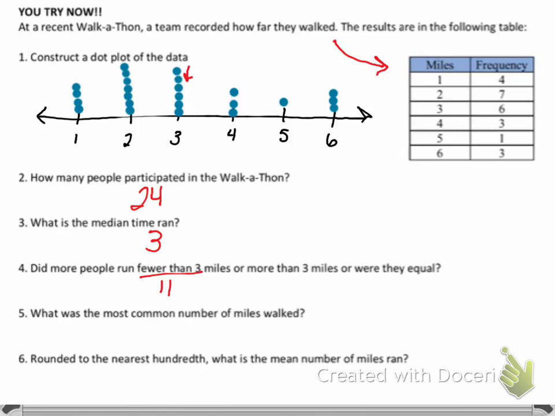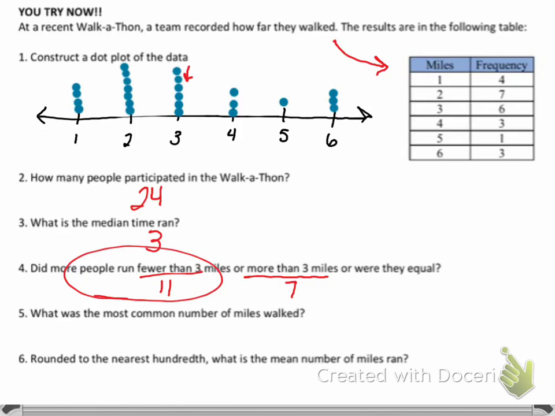So then let's calculate who walked or ran more than 3 miles. That would be, let's see, 7, right? Because 3 people ran or walked 4, 1 person did 5, and 3 people did 6. So there are more people that walked fewer than 3 miles.